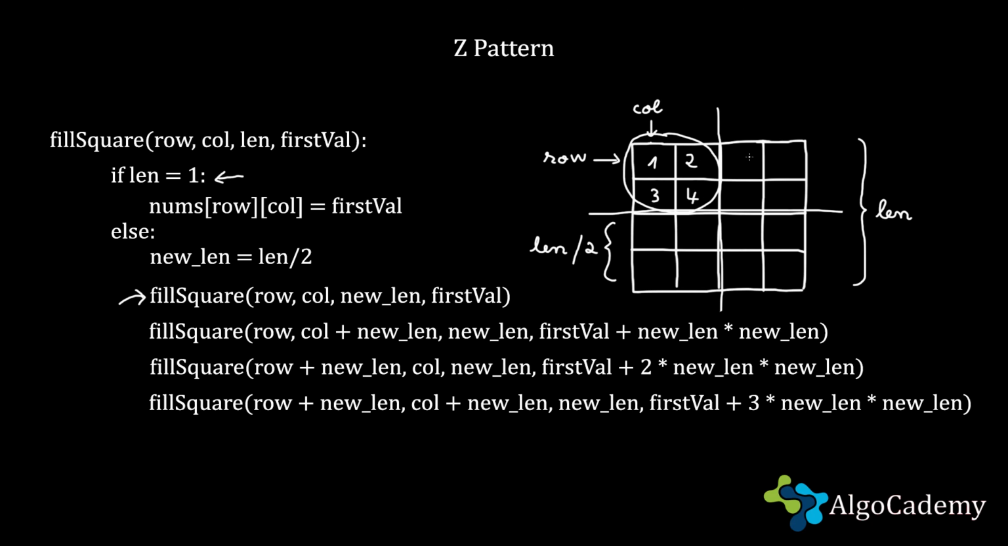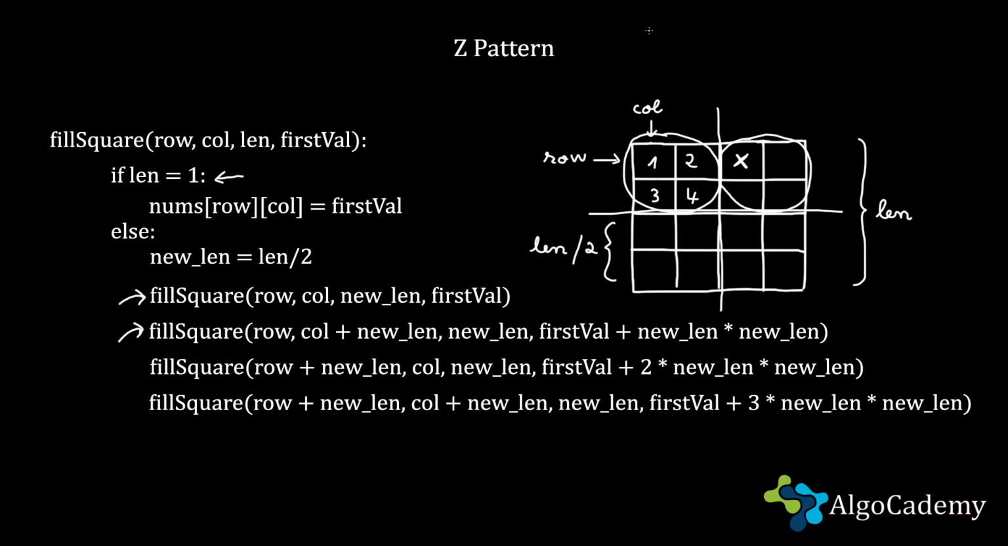Then we have to solve the second quadrant. So again, let's figure out what is the upper left corner of this second quadrant. It's this one. Okay, how can we express it in terms of the information we have, which is row, col, len, and first val? Well, obviously, the row of this upper left corner is also row, right? So fill square here in the second function call, fill square of row.